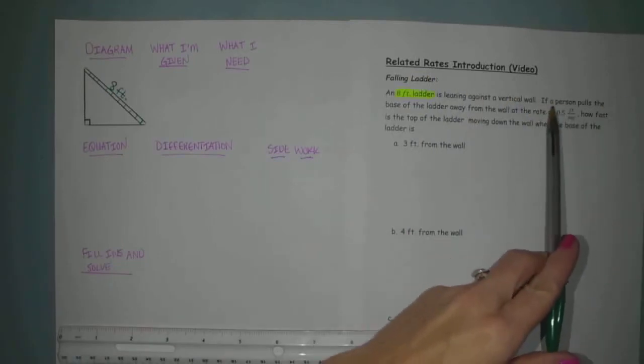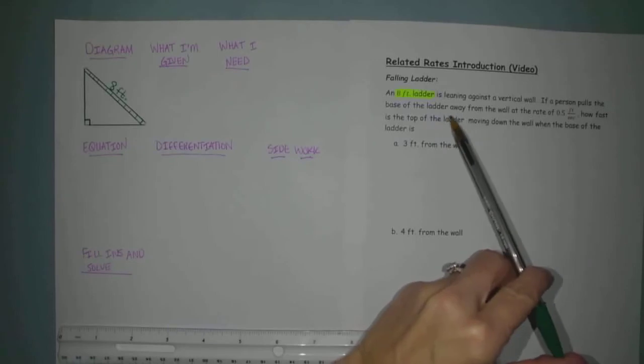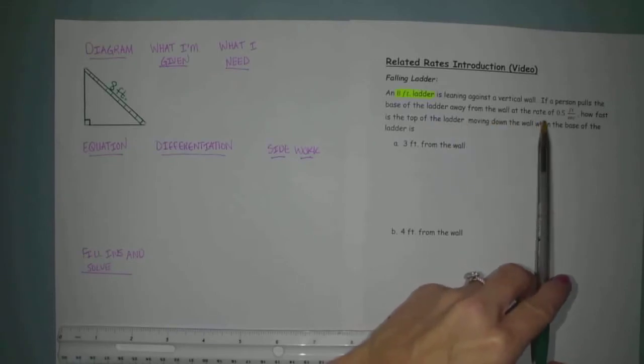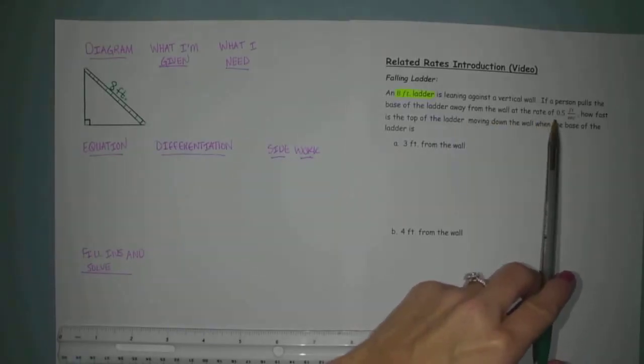Okay. Now, the next sentence says, if a person pulls the base of the ladder away from the wall at a rate... Interruption. 10th graders, hold on.